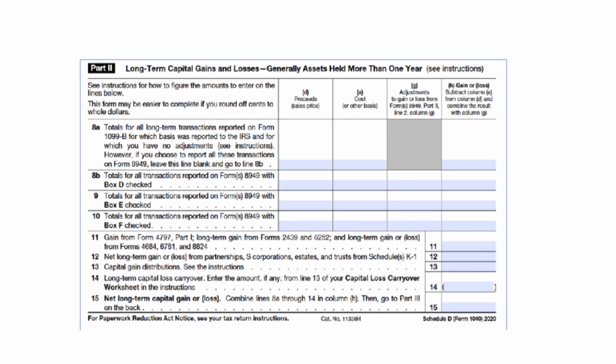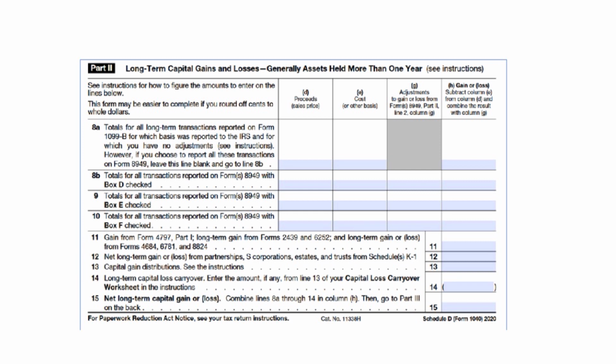Okay, as you can see on the screen right now, we have Part 2. Part 2 is long-term capital gains and losses, and it's the same thing. We have the same strategy here. Line 8A all the way through line 10, you have to bring that data from Form 8949. Very important. Similar procedure.